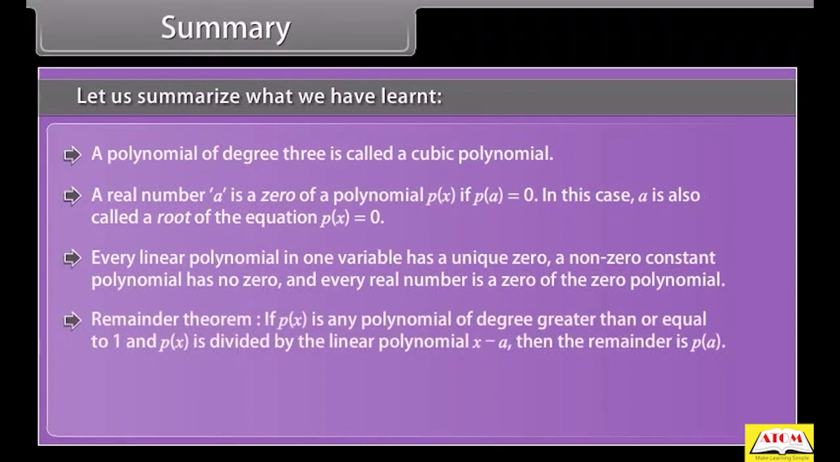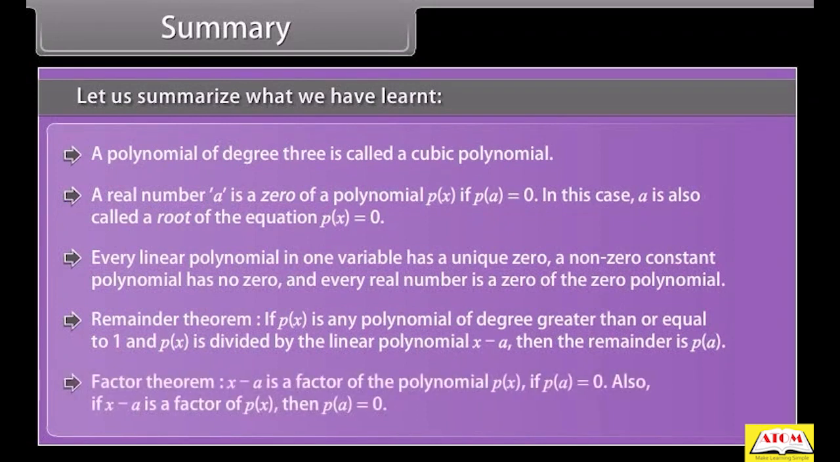Remainder theorem. If P(x) is any polynomial of degree greater than or equal to 1, and P(x) is divided by the linear polynomial x - a, then the remainder is P(a). Factor theorem. x - a is a factor of the polynomial P(x) if P(a) = 0. Also, if x - a is a factor of P(x), then P(a) = 0.